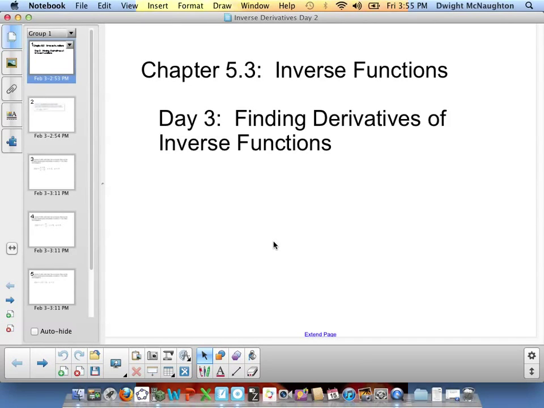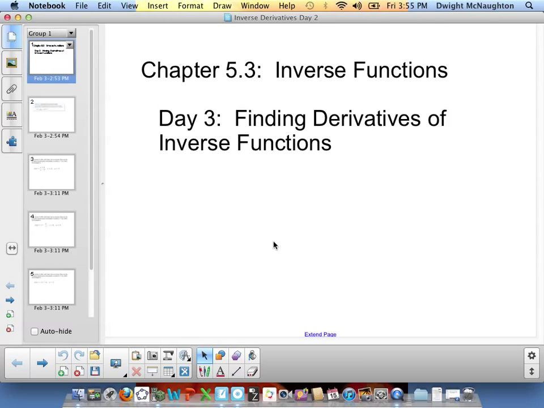Chapter 5.3, Inverse Functions. Day 3, Finding Derivatives of Inverse Functions. Yesterday we talked about finding the derivative of the inverse function at a point. We would switch x and y, find the derivative of the inverse implicitly, and then plug in the appropriate point x or y, remembering to flip it from the original function.